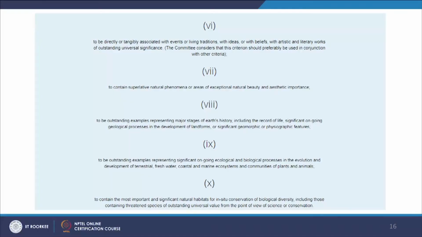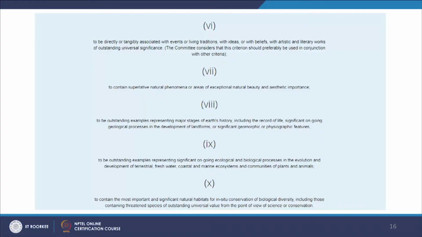To be outstanding examples representing major stages of Earth's history. We talked about some of the evolutions, especially the Pitalgora caves, how the volcanic movements settled down stage by stage and how they evolved into human history. The record of life, significant, of the Bhimbetka caves, which we discussed earlier. In the development of landforms or significant geomorphic and physiographic features, Cappadocia is also one of the good examples.